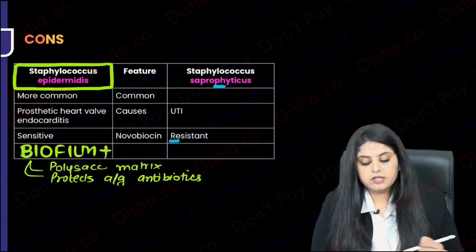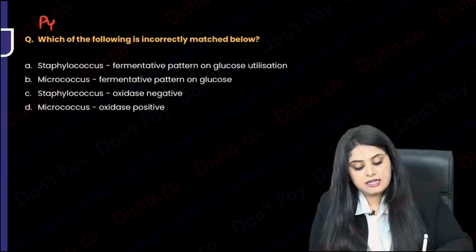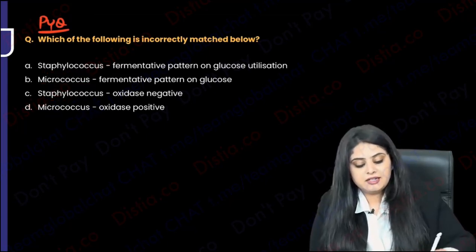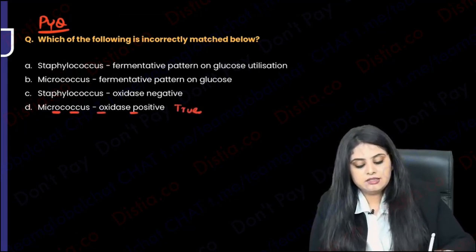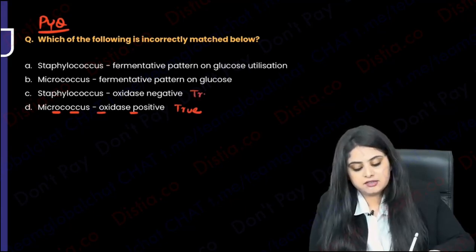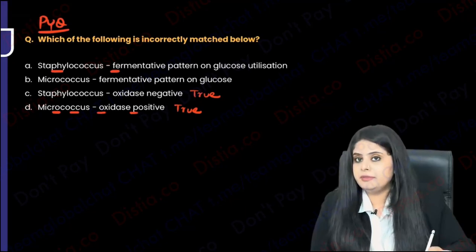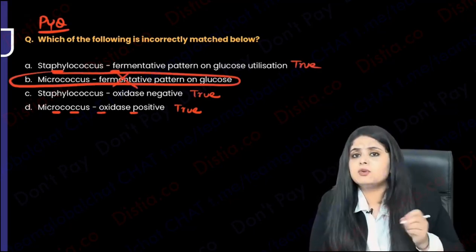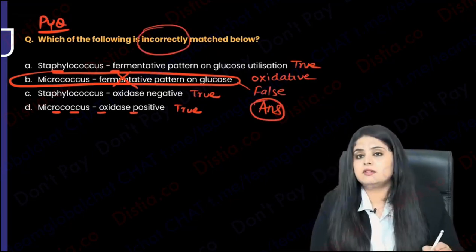And on that note, we have sorted all of our staphylococcus, and we are ready for some questions. Which of the following is incorrectly matched between staphylococcus and micrococcus? Remember, I gave you one mnemonic: micrococcus has everything O. Is it oxidase positive? Correct statement. Is staphylococcus then oxidase negative? This is also a correct statement. Then I told you staphylococcus has everything F. Is it going to show a fermentative pattern? Correct statement. Is micrococcus going to show a fermentative pattern? No, micrococcus was everything O. What glucose pattern will it show? It will show an oxidative pattern. So this was the false statement and this was the answer, because they asked for the incorrect statement.